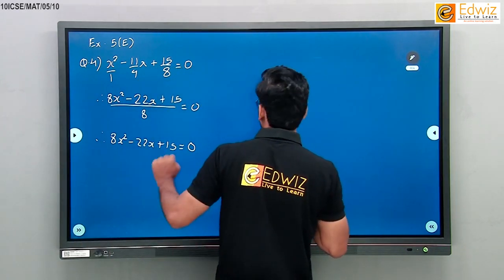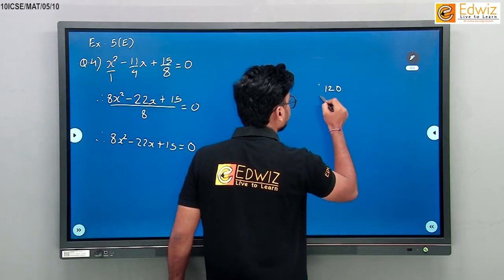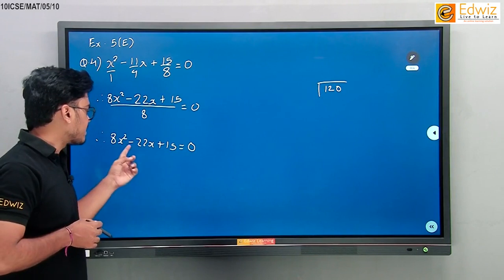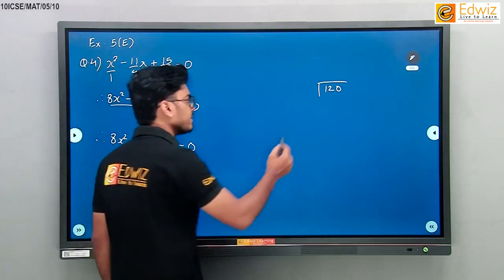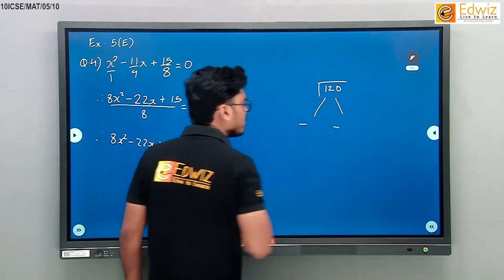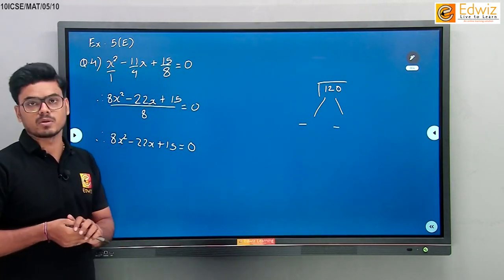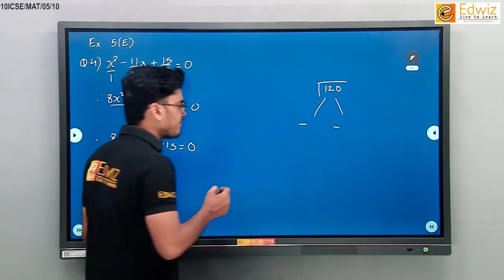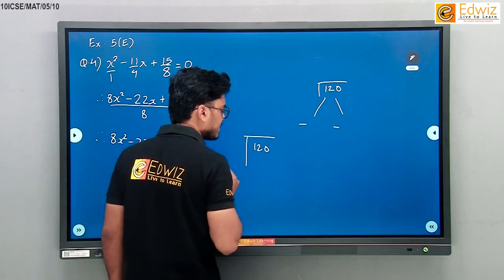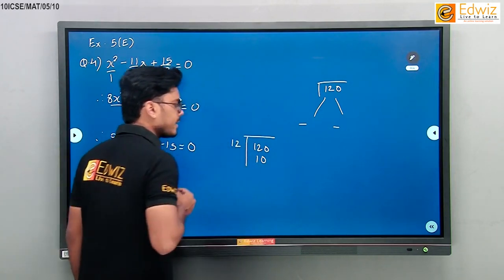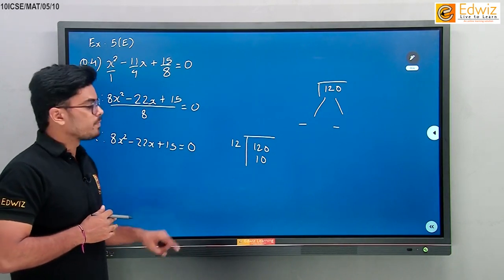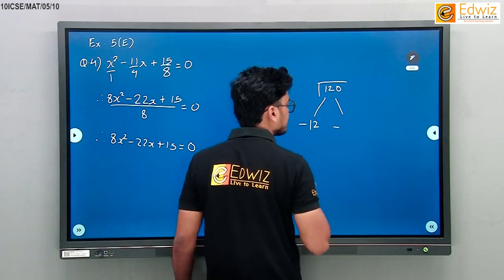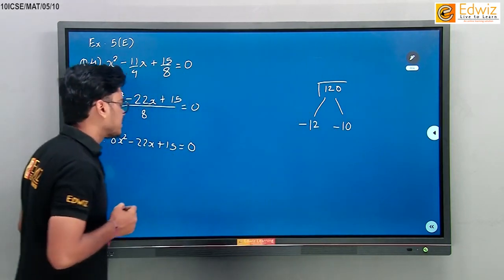We have to factorize 8 multiplied by 15, that is 120. We need factors of positive 120 such that the sum of the factors will be minus 22. So one thing is clear here, that both the factors will be negative. Why? Because the sum should be negative, minus 22. Now the question is what those factors are. So for 120, if you want to find the factors, this is 12 into 10. Correct? 12 and 10, the sum is 22 and the product is 120. So our possible pair of factors is minus 12 and minus 10. This is the pair of factors.